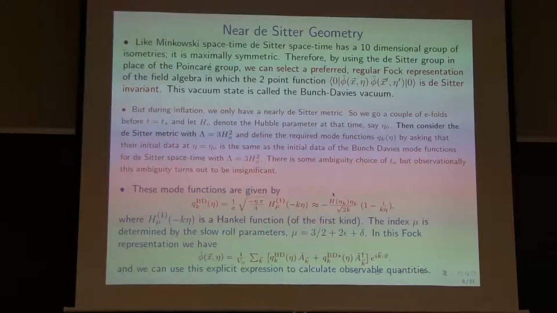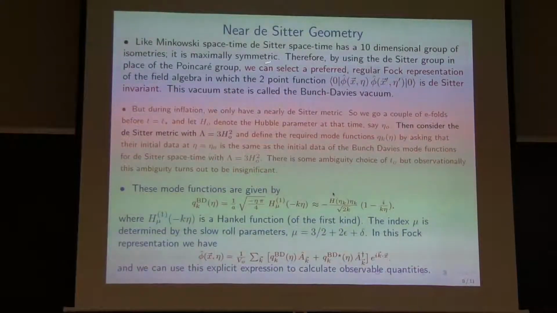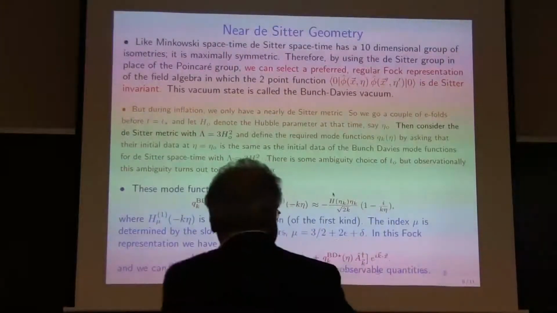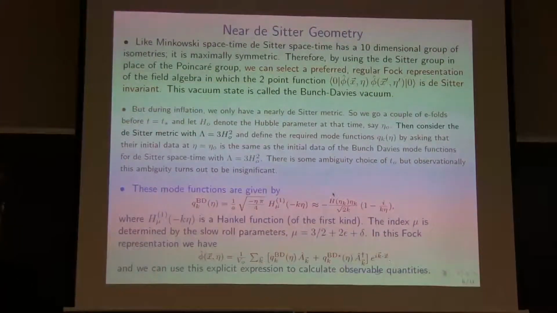Now we come to the near de Sitter geometry. Like in Minkowski spacetime, as we just saw last time, de Sitter spacetime has a 10-dimensional group of isometries.